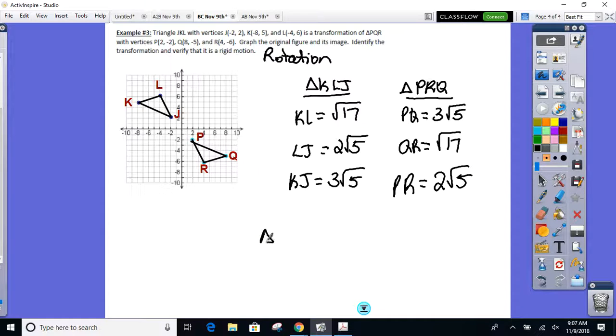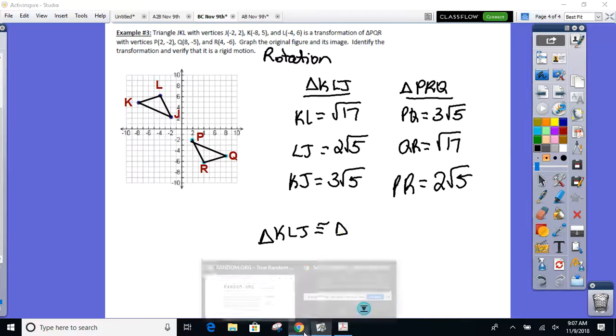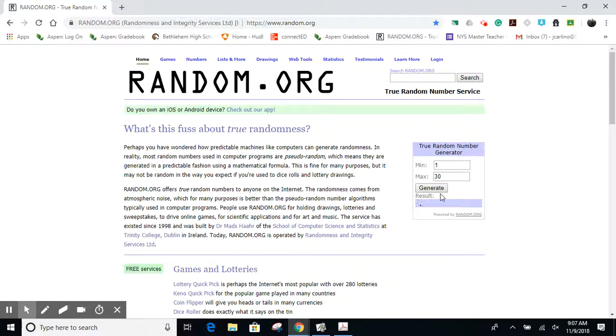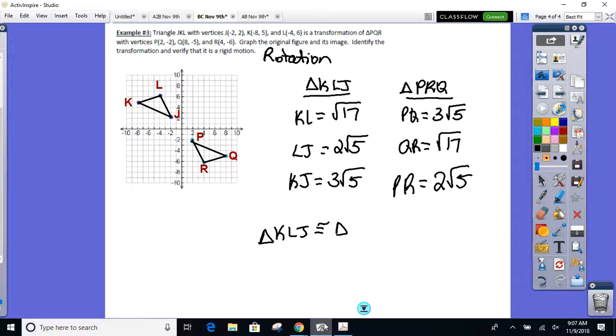So give me a little statement right now. KLJ congruent to... I'm going to call on somebody here. Make sure the sides match up. KLJ. You're up. QRP. How did we do there? KJ and QP. Looks pretty good. Side, side, side.